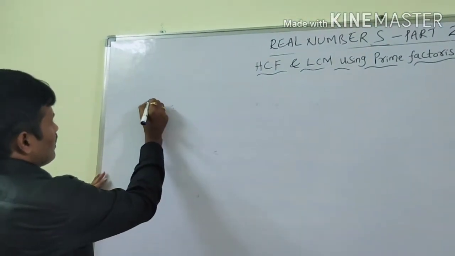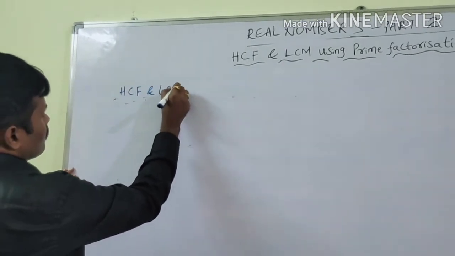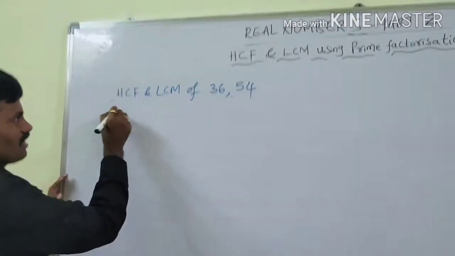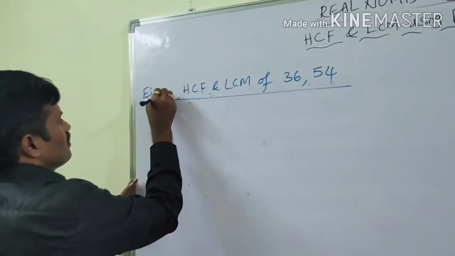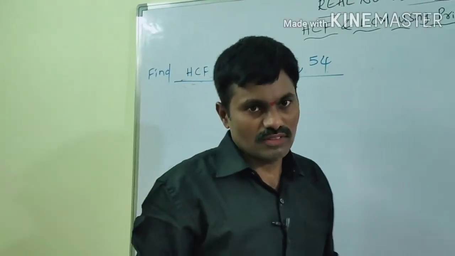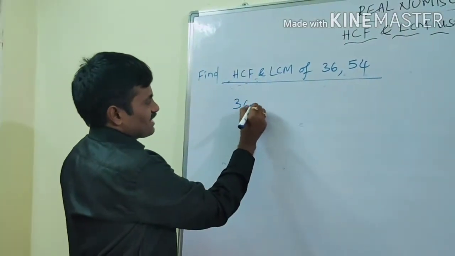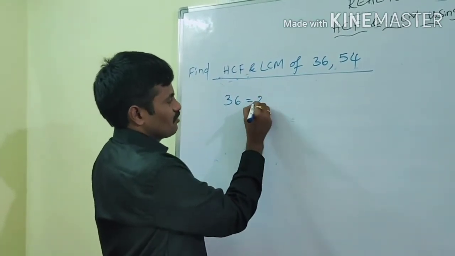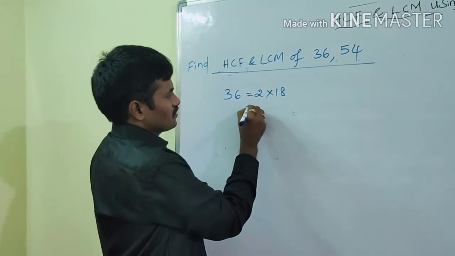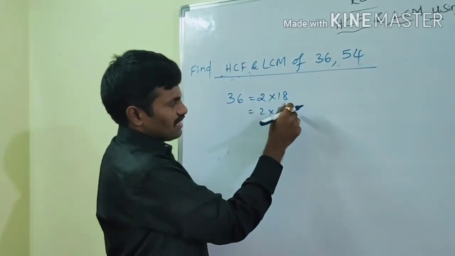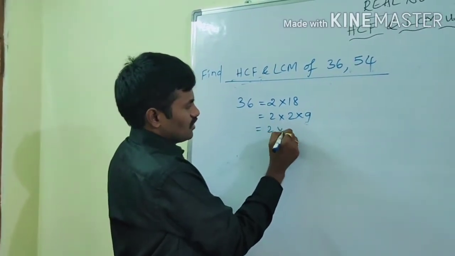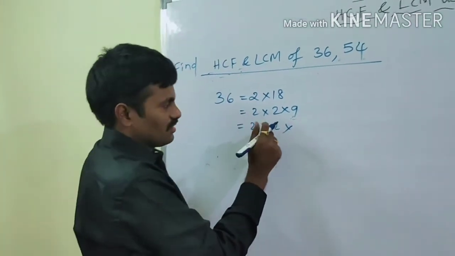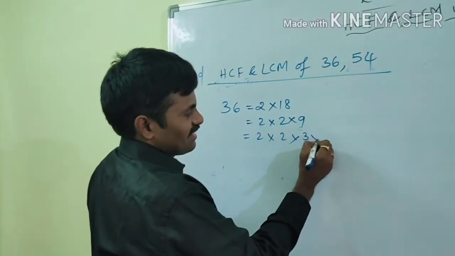For example, find the HCF and LCM of 36 and 54. You can take any example. First, write the prime factorization of 36. It is an even number, so obviously it is divisible by 2. So 2 into 18. 18 can be written as 2 into 9. We can't factorize 2 again, because it is a prime number. 9 can be written as 3 into 3.